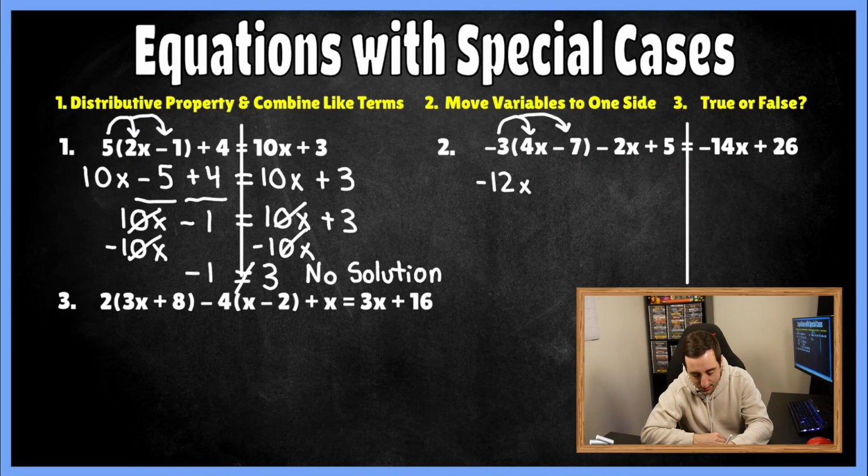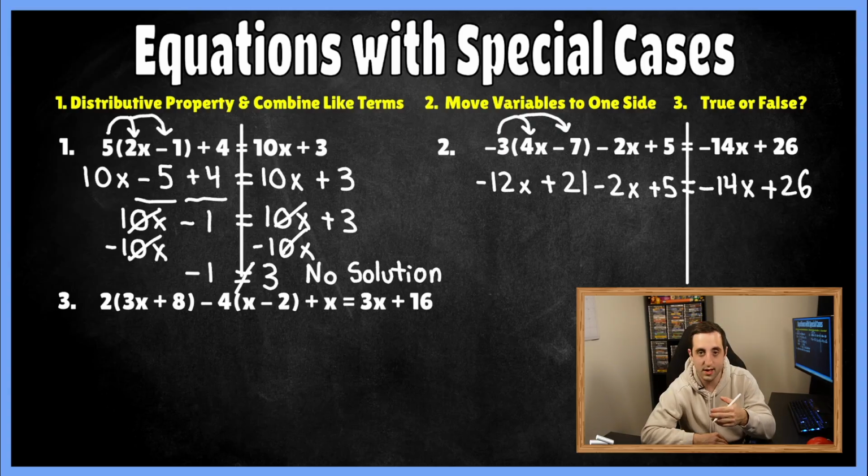Negative 3 times negative 7 is a positive 21. And then we'll just drop down everything we didn't touch, like the minus 2x, the plus 5, the equals negative 14x plus 26. Now that distributive property is done, once again, we want to check to see, are there any like terms that we can combine together? And we do have a few pairs this time.